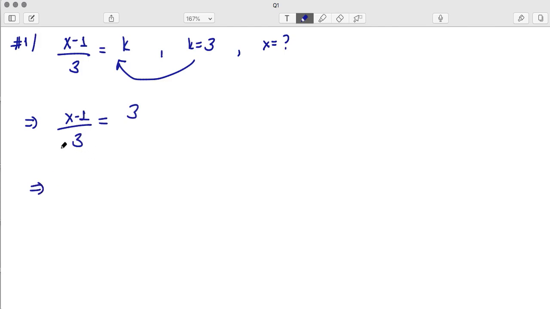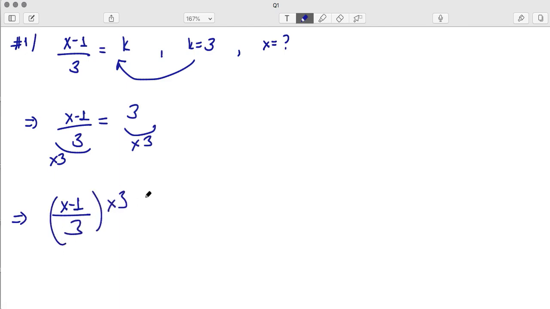Now there is a division by 3, so we start by multiplying the left hand side by 3. Since I multiply the left hand side, I have to do exactly the same thing to the right hand side also. So we get x minus 1, this is what we had, we multiply by 3, and on the right hand side we have 3 times 3. So we get division by 3, multiply by 3. Those are going to cancel. We are left with x minus 1 equals 3 times 3, 9.